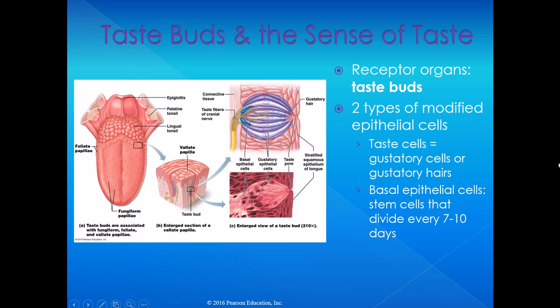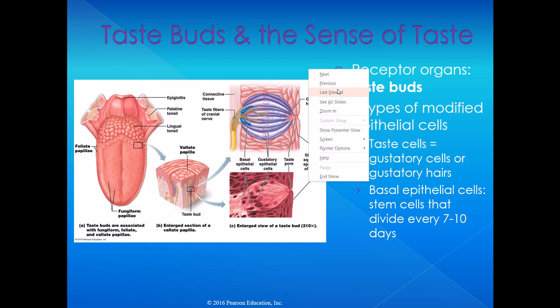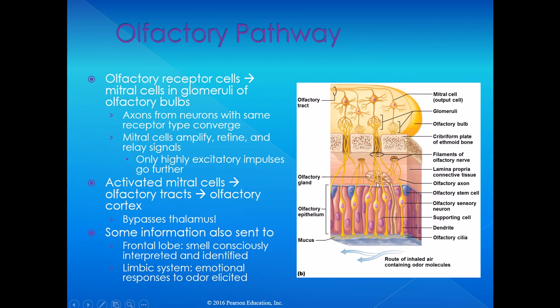So let's talk about taste. When we talk about taste, we're talking about the taste buds here on these little papillae of your tongue. Each of these little hair cells are either going to be the actual gustatory cell or some stem cells. And let me go back here for a second because I didn't mention that here. You'll also see lots of supporting cells in the olfactory epithelium.